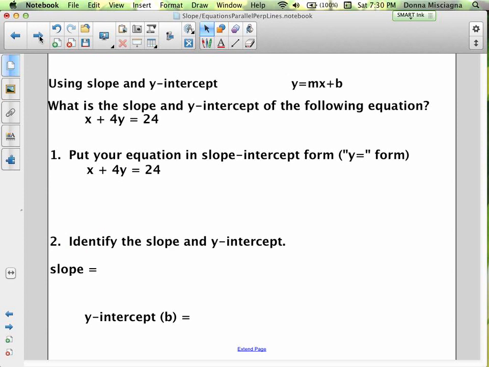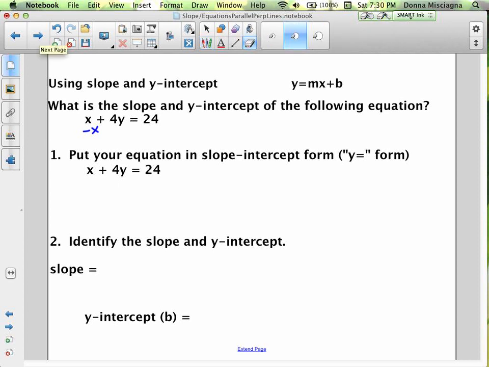All right, let's do one more. What is the slope and y-intercept of the following equation? x plus 4y is equal to 24. All right, so first thing, we need to move the x. All right, so we're going to subtract x from both sides.